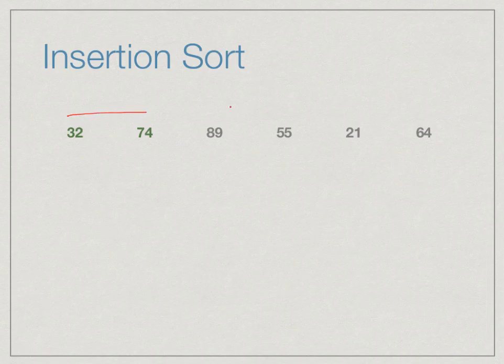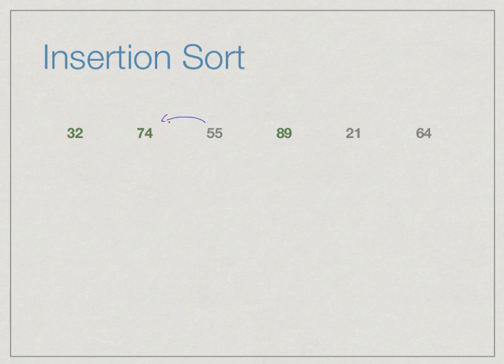And now we must insert 89 into this list, right? And now we see 89 is bigger than 74, so nothing happens. So this list now is sorted from 32 to 89. Now we try to insert 55 in this. We will first compare it with this, and this will say that 55 is smaller than the value to its left, so we must exchange. Now we will compare 55 again to the value to its left, again we will exchange. Now we will compare 55 to the value to its left, and there is no change. So now we have a sorted list of length 4.